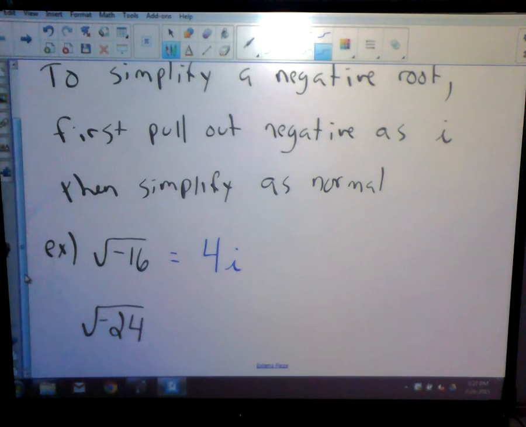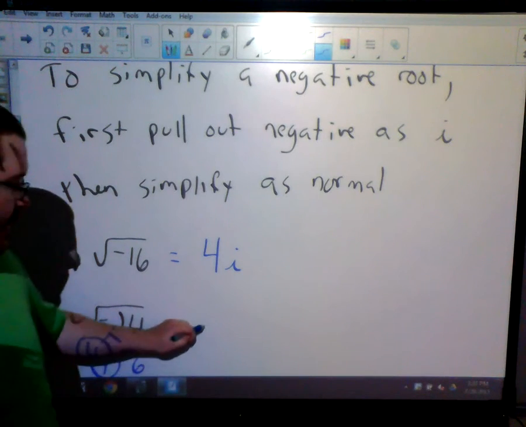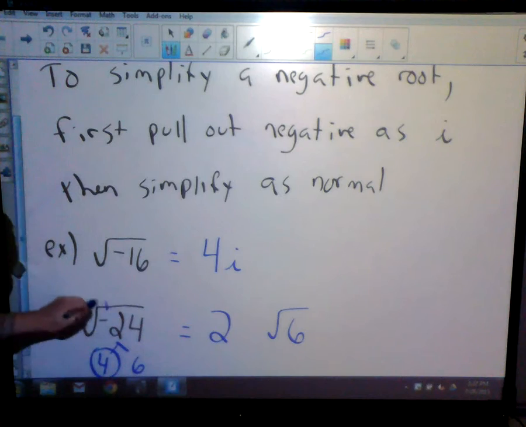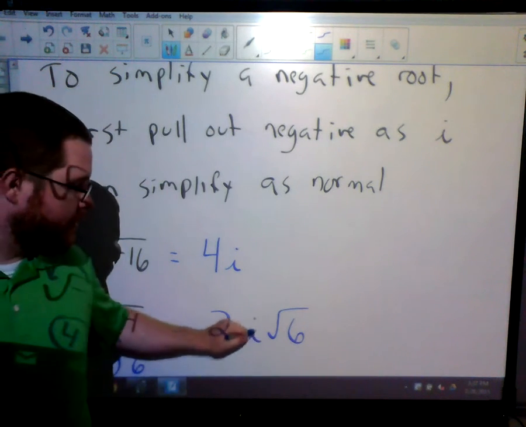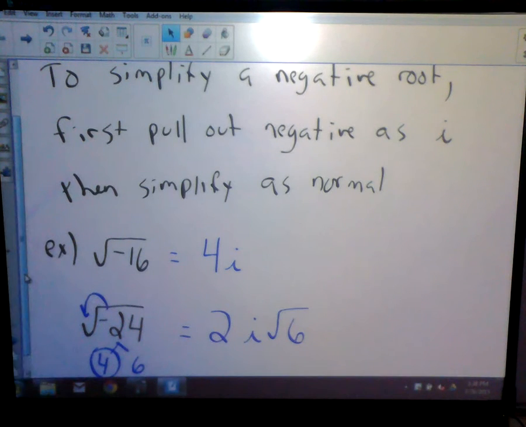How about the square root of negative 24? Give me a perfect square that will divide it: 4 times 6. The 4 is going to come out as a 2. The 6 stays inside. The negative comes out as an i. So it's the same thing that you're used to doing, just if it's negative inside, it's got an i. Okay?